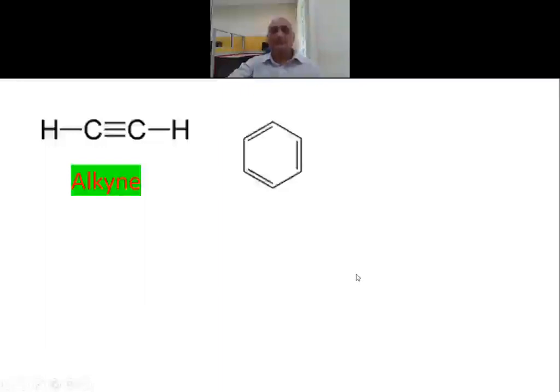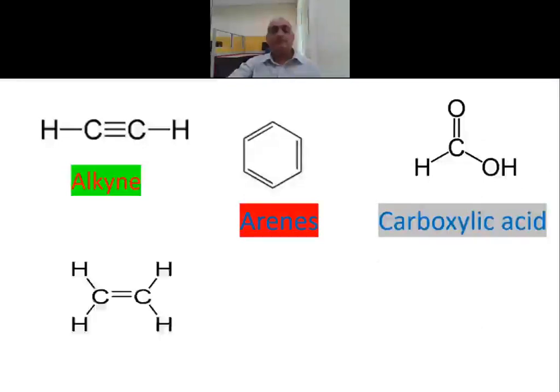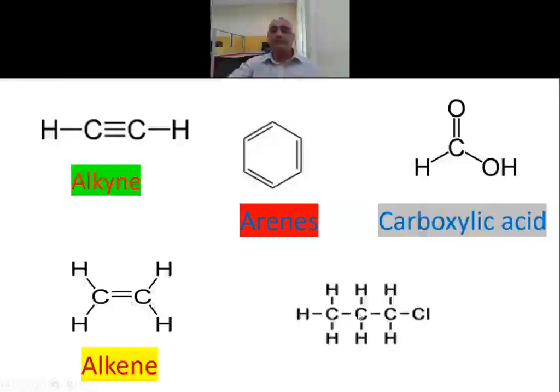Next example, arenes. COOH, carboxylic acid. Next example. Yes, carbon to carbon double covalent bond, alkene. Please guess this one. Alkyl halide.